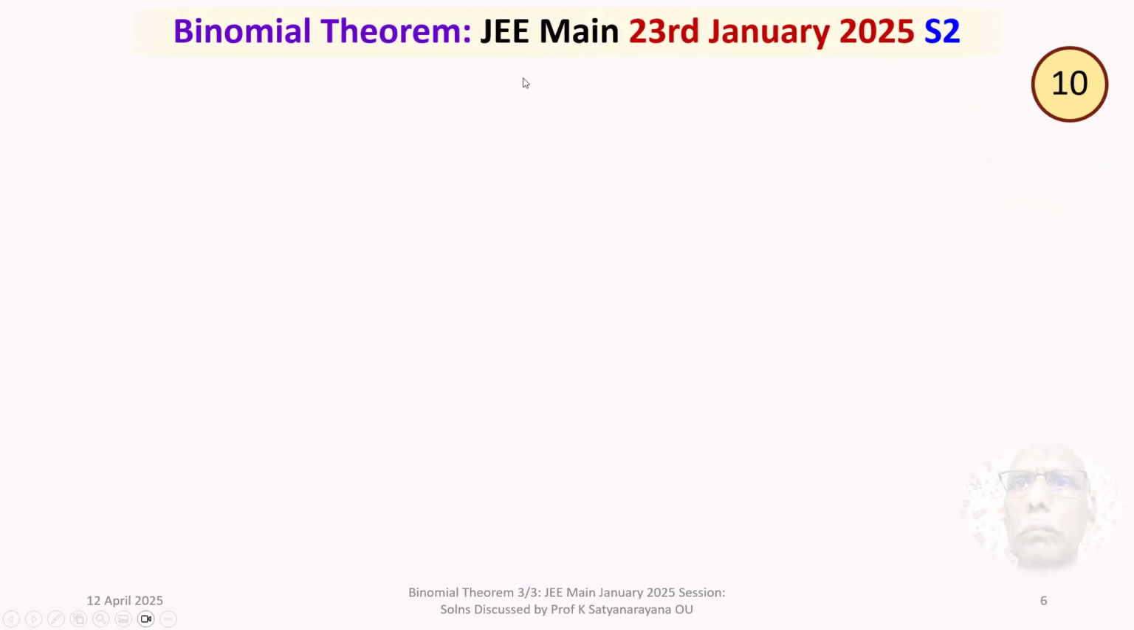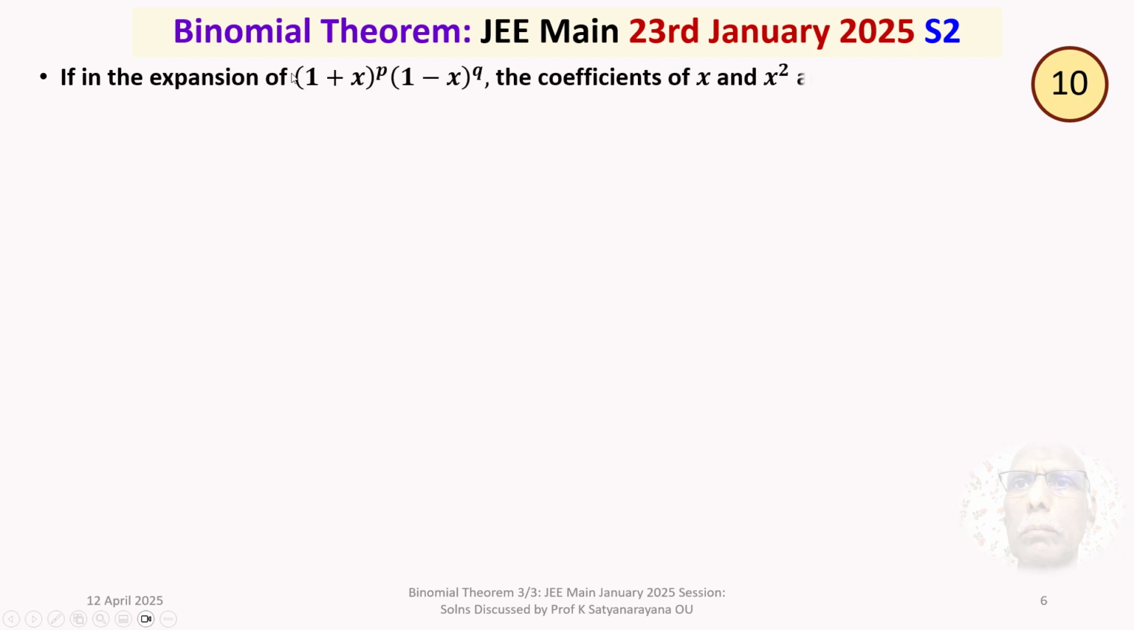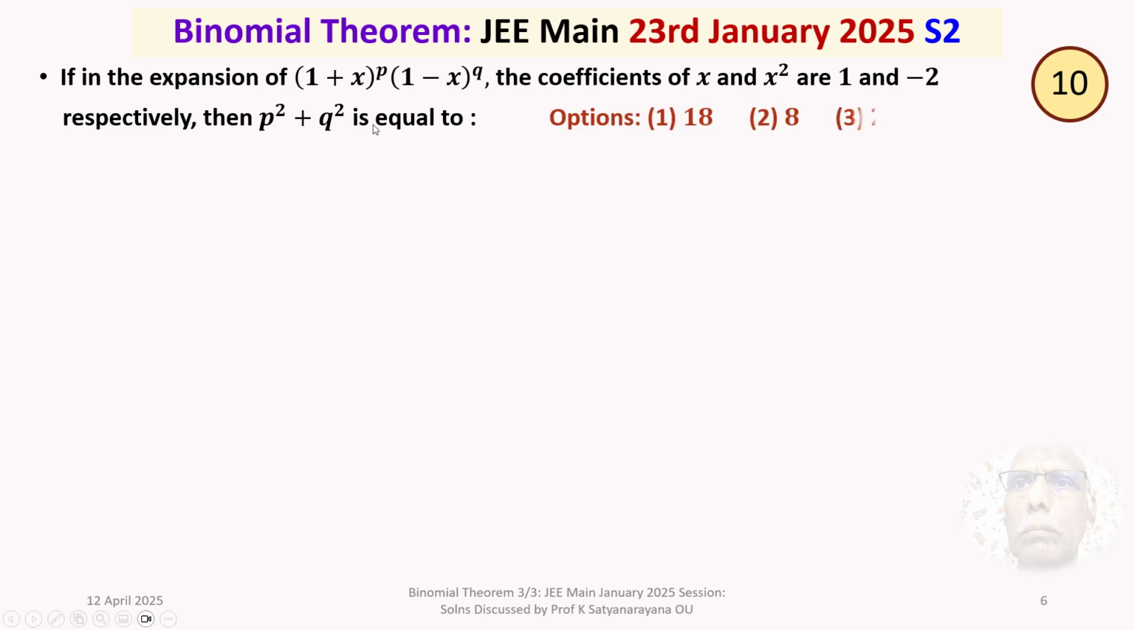Right, this question has appeared in the JEE Main exam held on 23rd January 2025 in the second shift. The given question is, if in the expansion of (1 + x)^p (1 - x)^q, the coefficients of x and x² are 1 and -2 respectively, then p² + q² is equal to, we are given 4 options. Option 1, 18, option 2, 8, option 3, 20, option 4, 13.